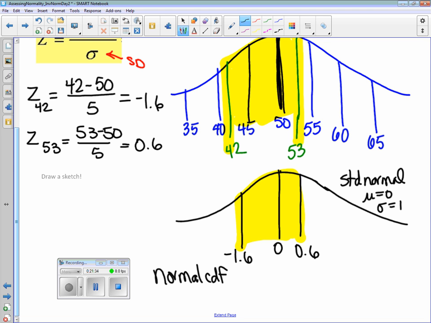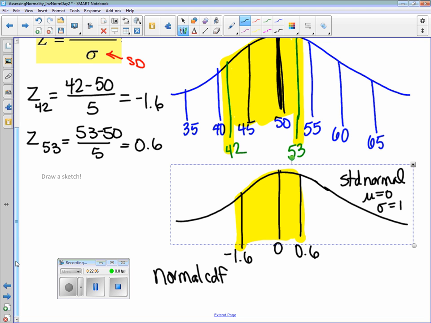Okay? So we're going to go to normal CDF, and it's going to ask you a series of questions. Lower bound, upper bound, mean, and standard deviation. Notice the mean and standard deviation defaults are 0 and 1. When you're using 0 and 1, we're going to be using z-scores like we did here. So negative 1.6 is where we'll go here. That's the lower end of the shaded region. And then the upper end would be 0.6.